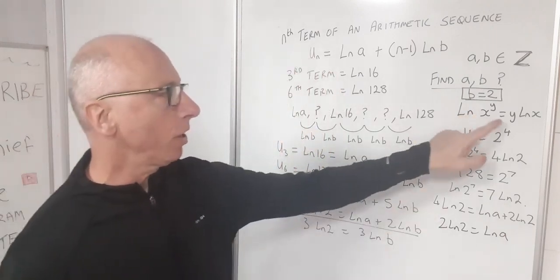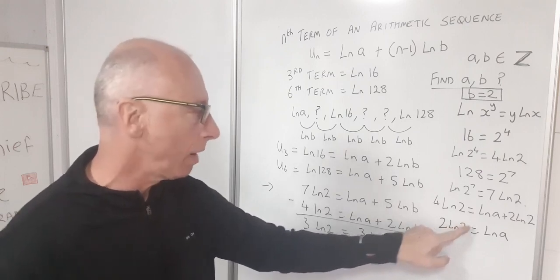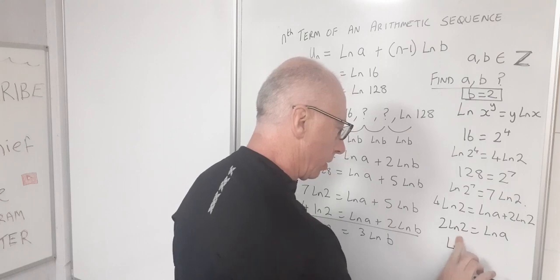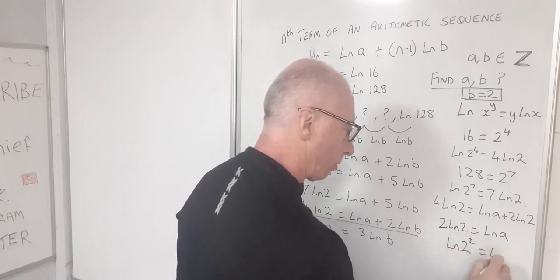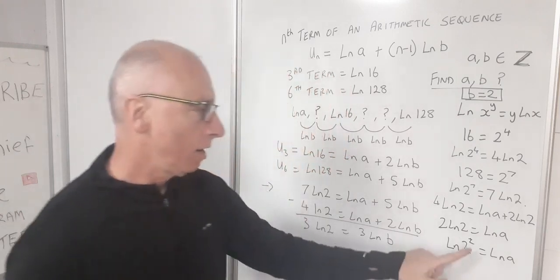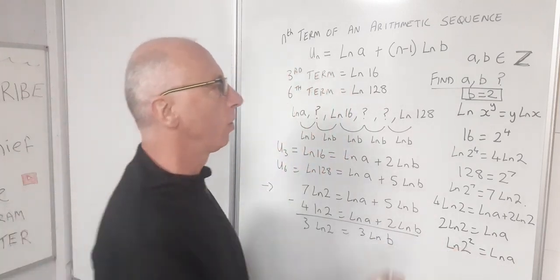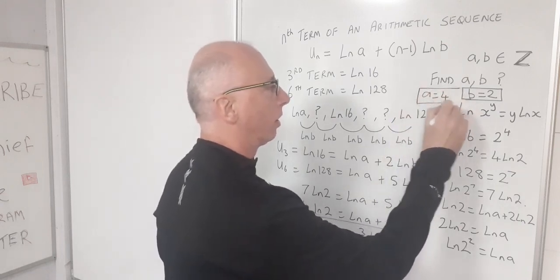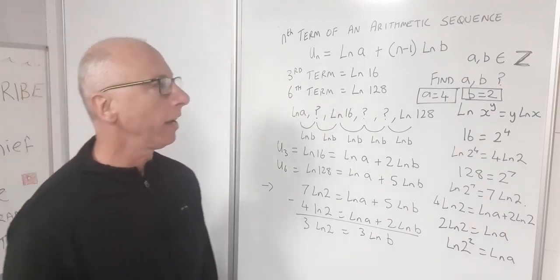Okay, now let's try going in reverse for this log property. I can bring that 2 back in as the power: log of 2 to the power of 2 equals natural log of a. Well, 2 to the power of 2 is 4, so therefore a equals 4. So that's an interesting little fun log property question there.